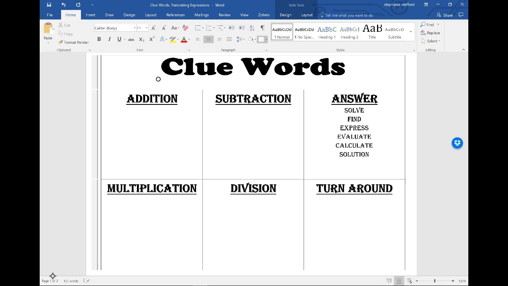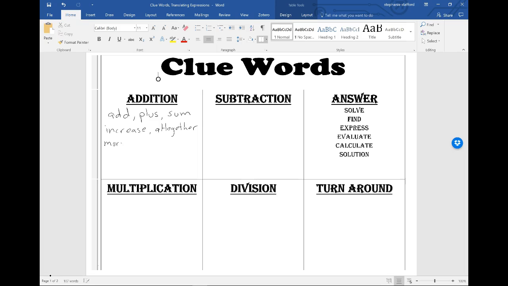So for addition, you obviously have the easy ones, add and plus. You have sum. You have increase. So if you're increasing temperature, you're increasing your bank account, all of that is adding to it. You have all together. So if you're looking at something among 5 different people and you're figuring out how much all together, that would indicate an addition problem.